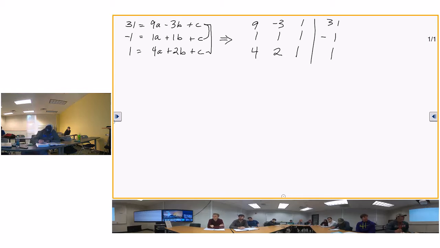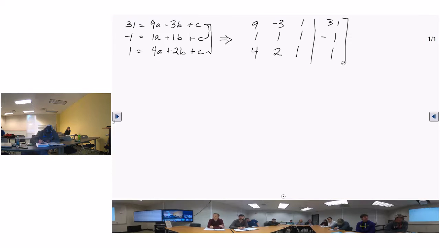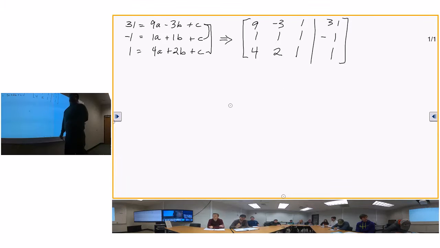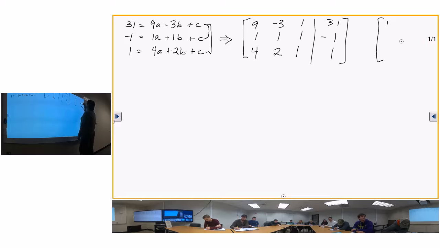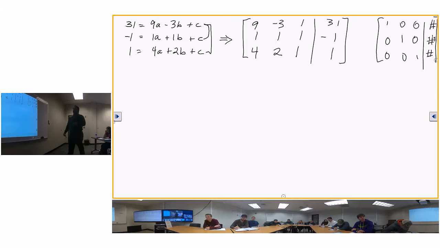All right, so I've got a matrix here. Now, I don't know how many of you have had matrices before, but I want to get the identity matrix, which looks like this. I want to get 1, 1, 1, and then whatever these numbers are, your answers. Okay, so that's what I want. Can y'all see that? Okay, it looks like it's working. This is what we want. We want the identity matrix.